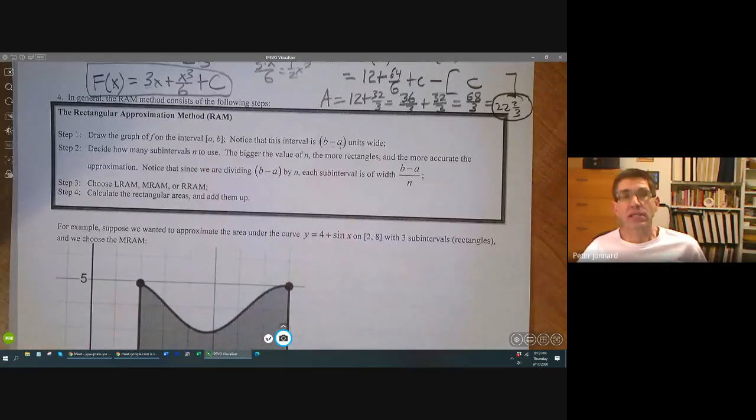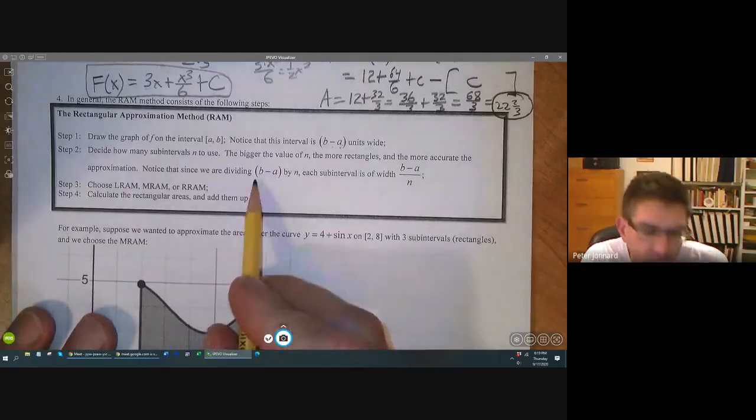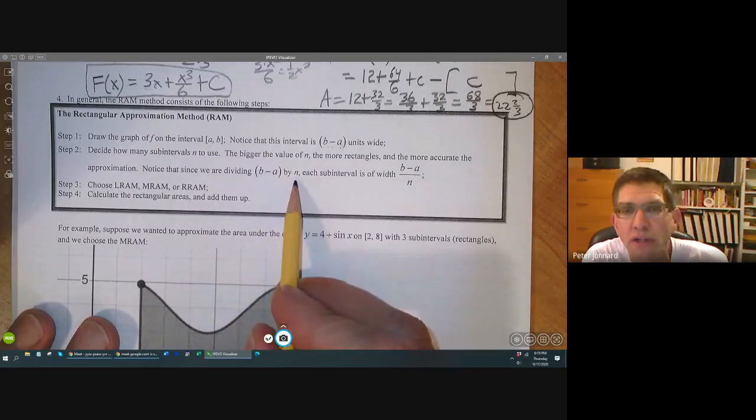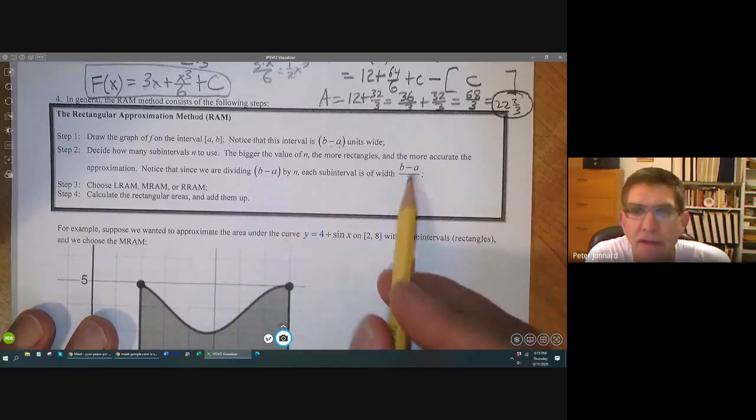And then you have to decide how many subintervals to use. On your test, they will tell you. They will say use 5 intervals, use 4 intervals, use 3 intervals, whatever. The bigger the value of n, the more rectangles that you have, and then the more accurate the approximation would be. And notice, since this is the width of the entire interval, and we're dividing it into n equal intervals, each subinterval is of this width here, okay?